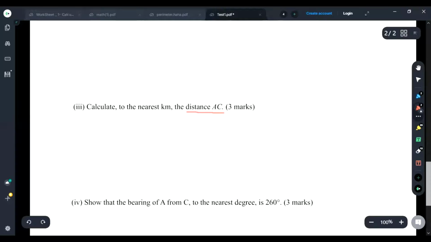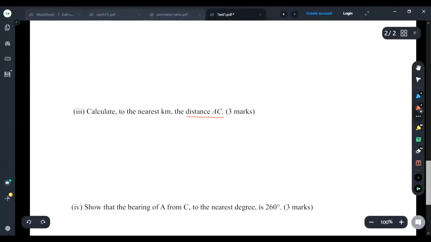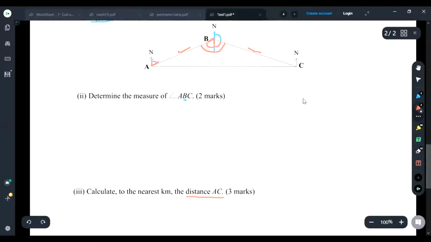Then finally, they want you to find the bearing of A from C. When you get to calculation and you round it, it should give you 260 to the nearest degree. So for the bearing of A from C, that means I have to start at C and rotate around.